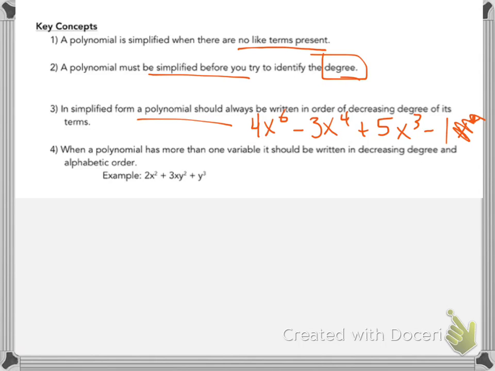And then if you see a polynomial with more than one variable, you go in decreasing order, but then you also go alphabetically. So for example, 2x squared plus 3xy squared plus y cubed. Even though y cubed is the biggest, it has to go last because we started with x first.